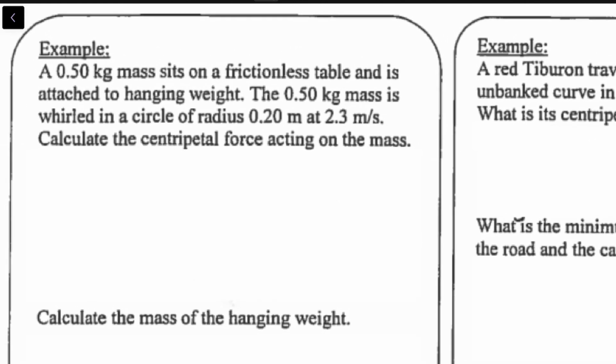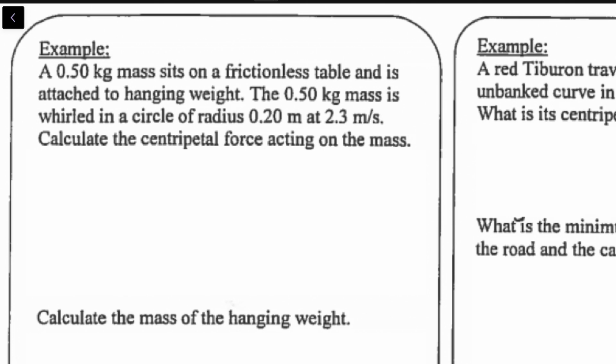So first question, a 0.5 kilogram mass sits on a frictionless table and is attached to a hanging weight. The 0.5 kilogram mass is whirled in a circle of radius 0.2 meters at 2.3 meters per second. Calculate the centripetal force acting on the mass.